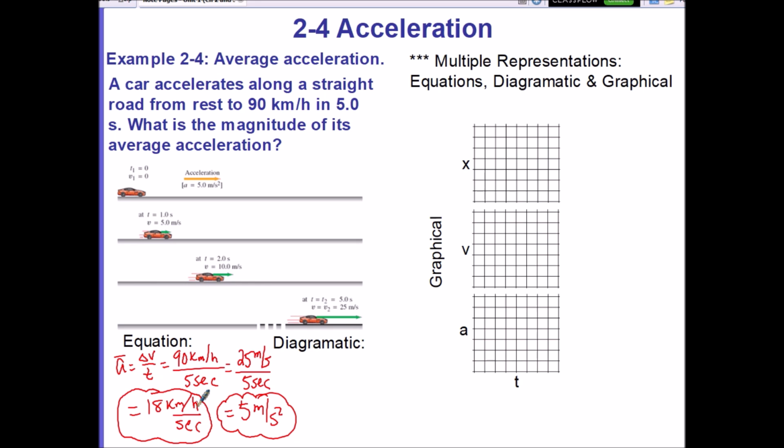Now, let's take a look at a diagrammatic way of presenting this. Diagrammatic means you're going to create or interpret a diagram. We often call these dot diagrams or strobe diagrams. Imagine taking a picture of this car at repeated time intervals that are spaced equally apart. You would see that the position of the car is changing with time. If we were to represent the spacing of those dots, allow that spacing to sort of indicate how fast they are moving between those time intervals, we can then use a dot diagram to represent accelerated motion.